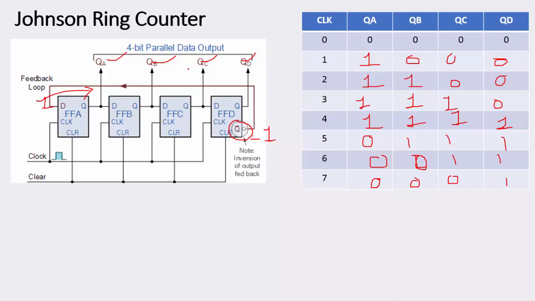So this is nothing but a simple shift pattern. That is what we call the Johnson ring counter. What is the difference between ring and Johnson ring? In a ring counter, QD goes to the input of the QA flip-flop. But in a Johnson counter, QD bar goes to the input of the first flip-flop. So thank you. This was the introduction to the ring counter and the Johnson ring counter.